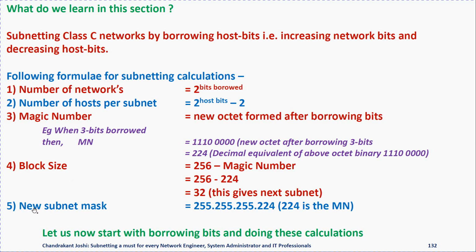but trust me, this will be very easy and you cannot forget them. And then we need to know the new subnet mask. For example, my old subnet mask was 255.255.255.0, so the fourth octet is the interesting octet. Whatever the magic number is, it replaces the 0 in the interesting octet. That is how we get the new subnet mask.